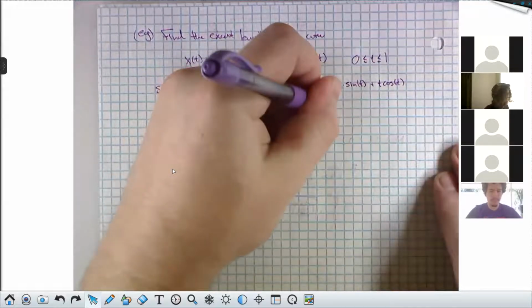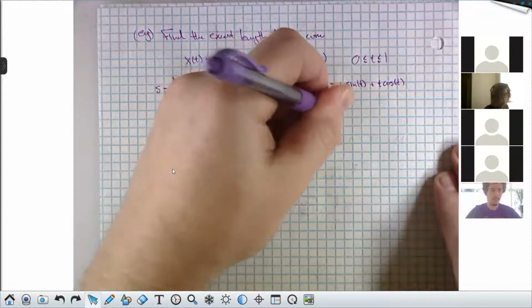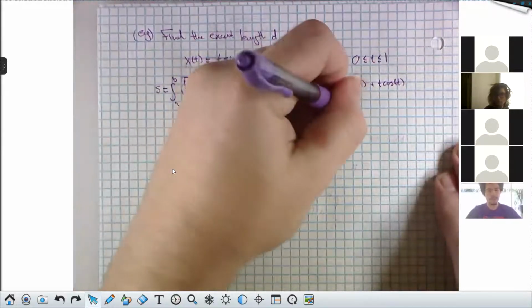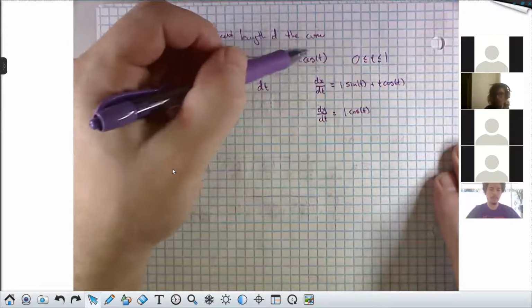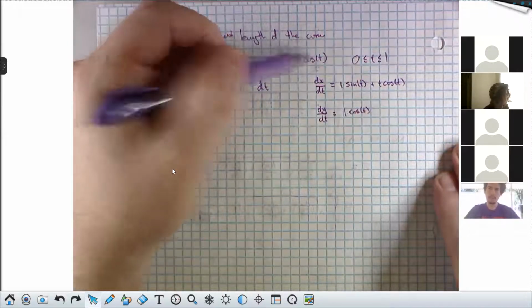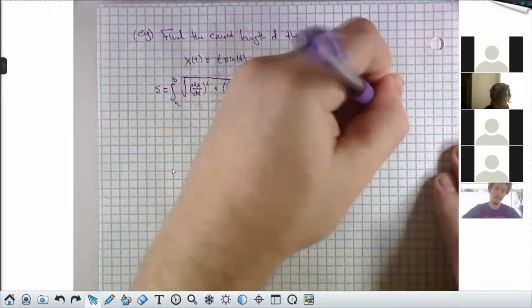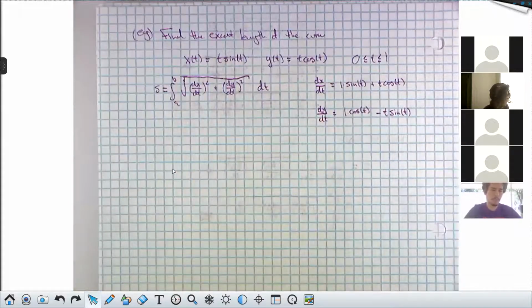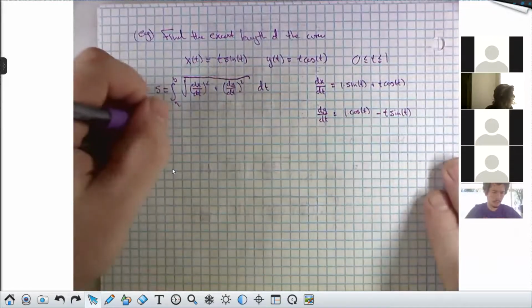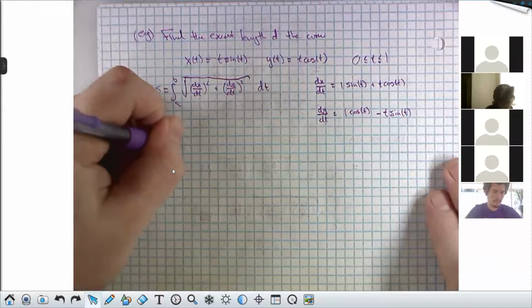Similarly, dy/dt is done with the product rule. I'll have 1 times cos t, and then t times the derivative of cos t. The derivative of cos t is negative sine t, so this is going to be minus t times sine t. And I plug that stuff in. I come down a little further so I have room.